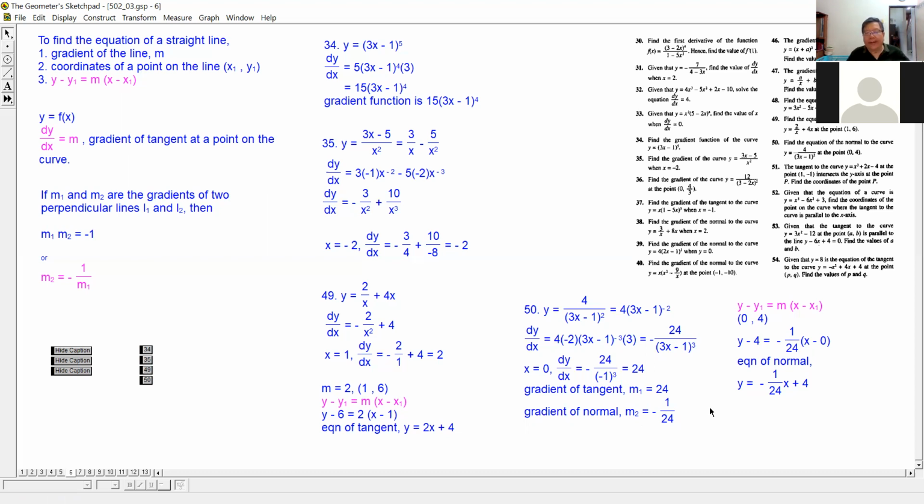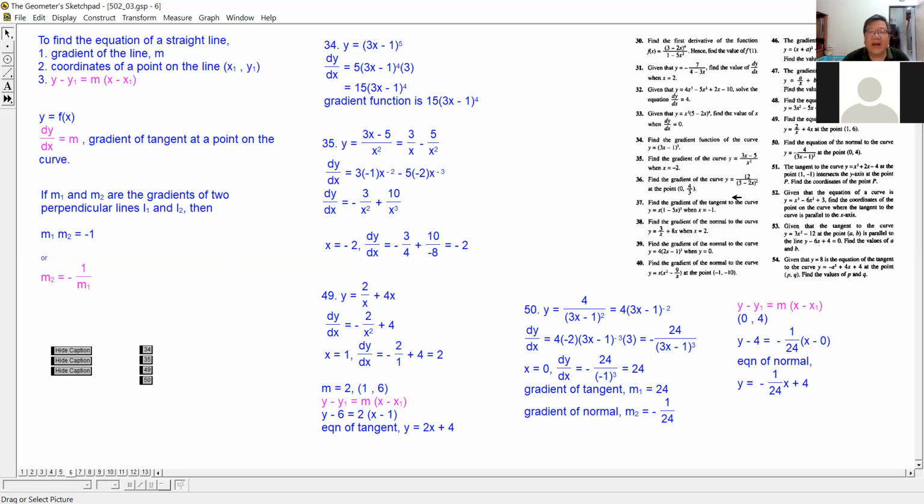The gradient of the normal. How do you find the gradient of the normal? Very simple. You just take that number and invert it. Invert means flip the number, and not only flip the number, you flip the sign also. So positive 24 becomes negative, and 24 becomes 1 over 24. You don't have to calculate, just try to imagine it like that.